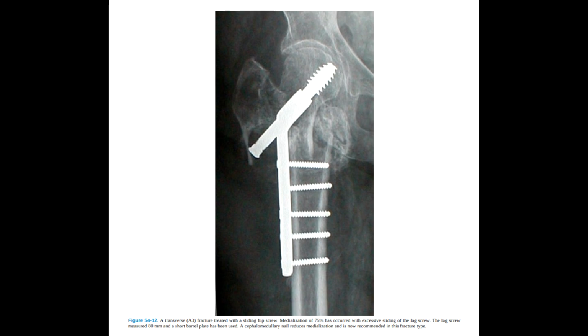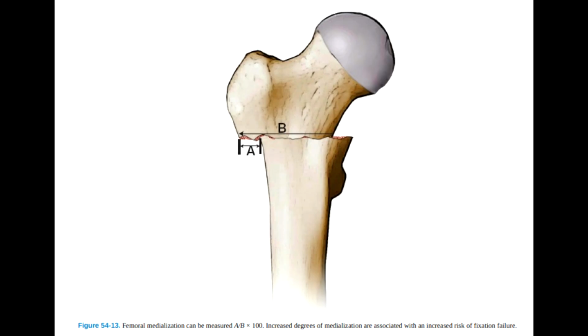This example demonstrates why cephalomedullary nails are now the preferred implant for unstable fractures because they reduce the risk of excessive sliding and medialization. Figure 54-13 shows how medialization is measured, the ratio A/B multiplied by 100. For exams, remember, medialization greater than 50% is associated with worse functional outcomes. A medialization of more than 5 millimeters has been correlated with increased postoperative pain.